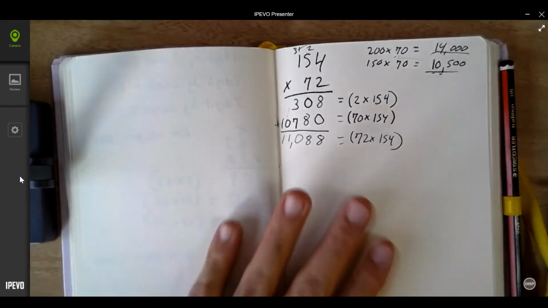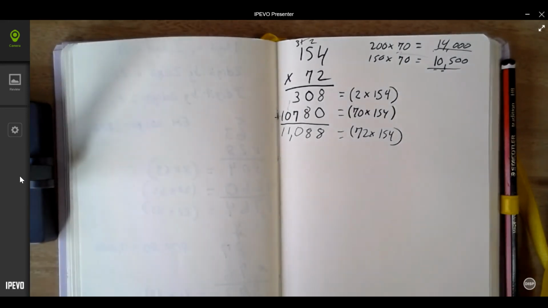Okay. So those are the steps. That's the rhythm. Go for it. If you have questions, please let me know.